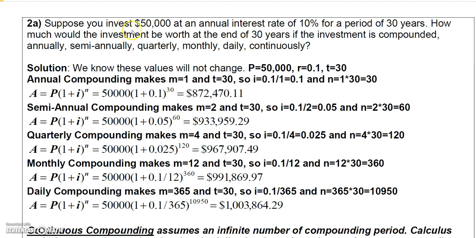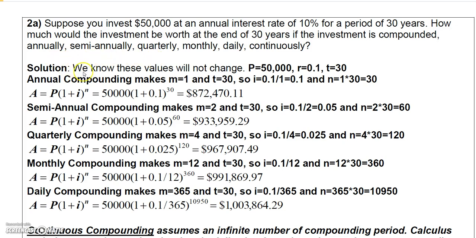All right, I'm going to continue with compound interest here with an example, and this example is to show you what happens when you start increasing the number of compounding periods within a year. So let's suppose you invest $50,000 at an annual interest rate of 10% for a period of 30 years. How much would the investment be worth at the end of 30 years if the investment is compounded annually, semi-annually, quarterly, monthly, daily, or continuously?